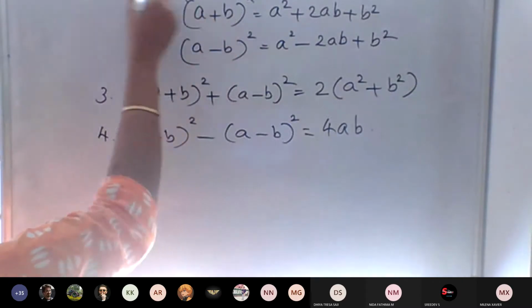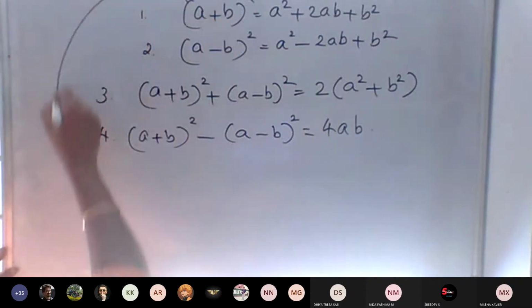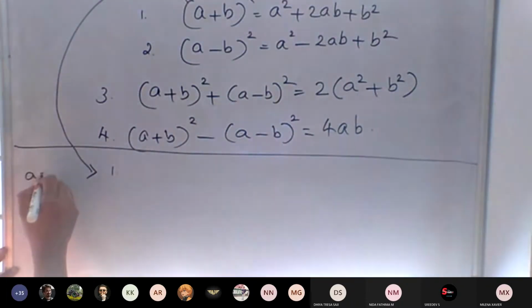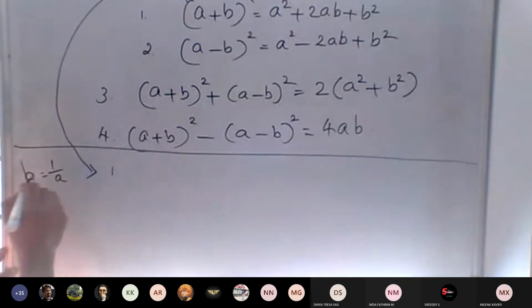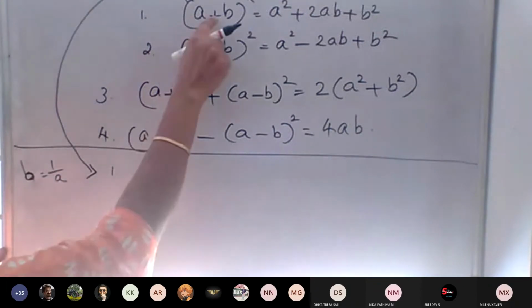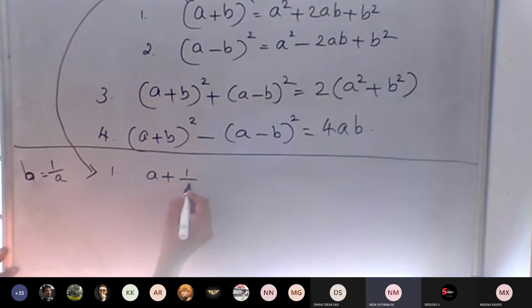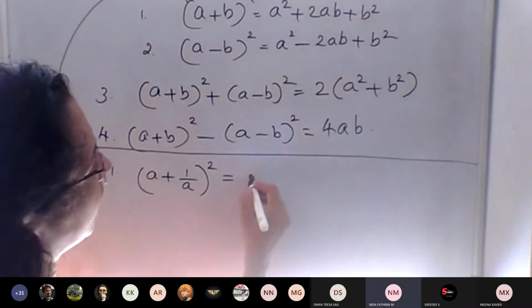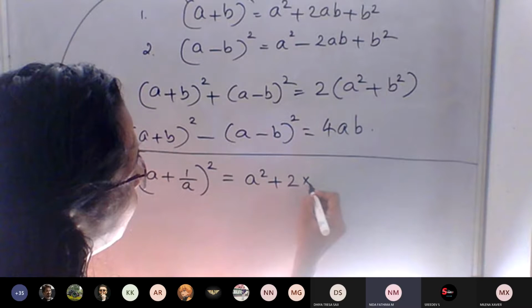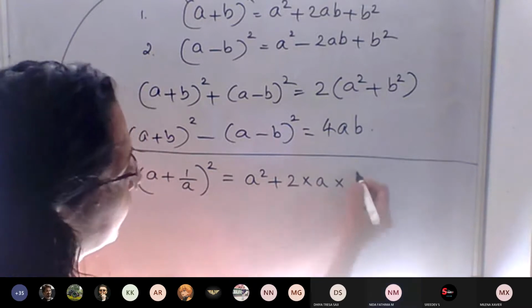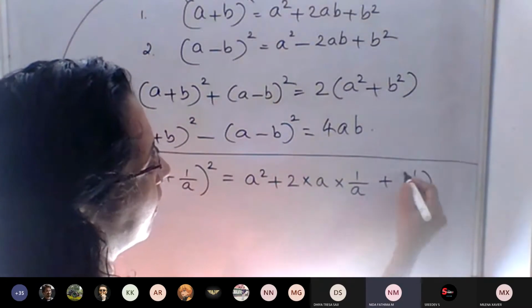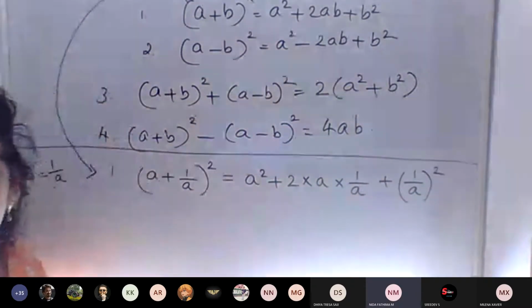So in the first formula, instead of b, I am writing 1 by a. What will happen to equation number 1? Instead of b, I am writing 1 by a. So how can we change this? (a plus 1 by a) the whole square is equal to a square plus 2 into a into 1 by a plus (1 by a) whole square. Up to this understood?